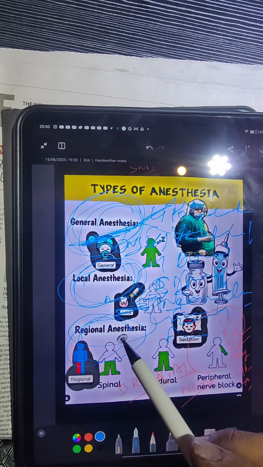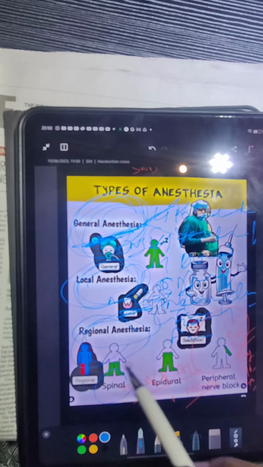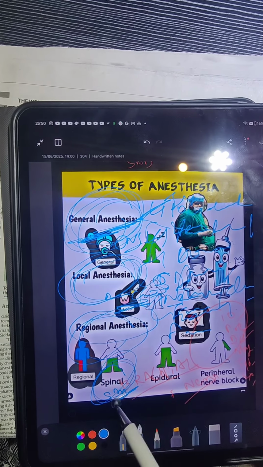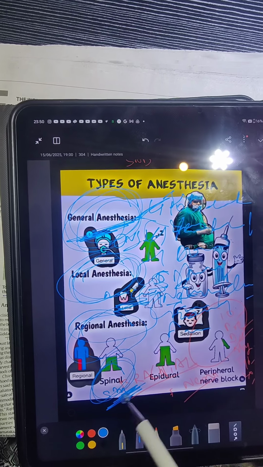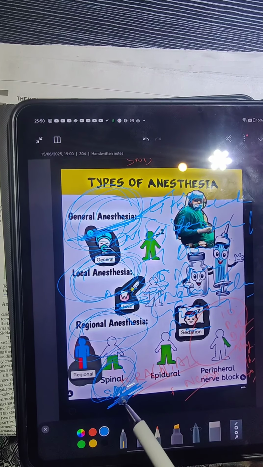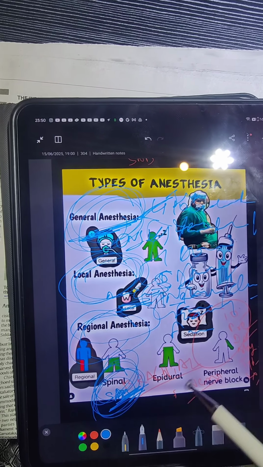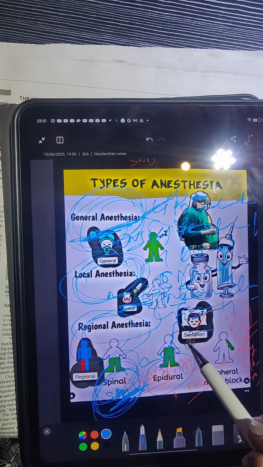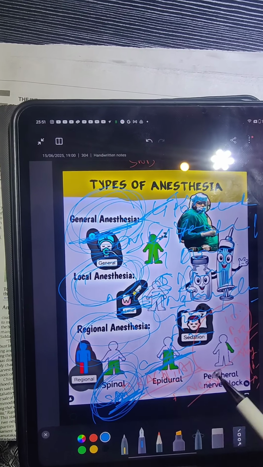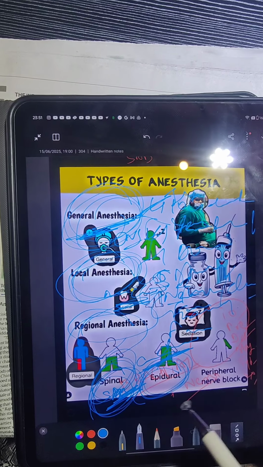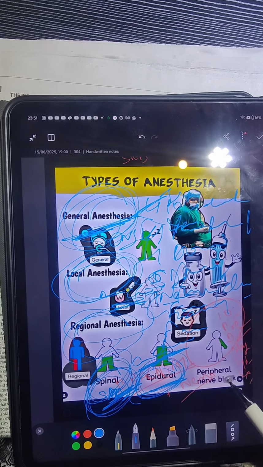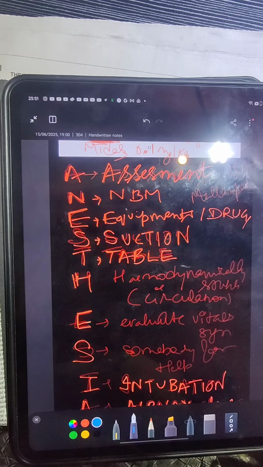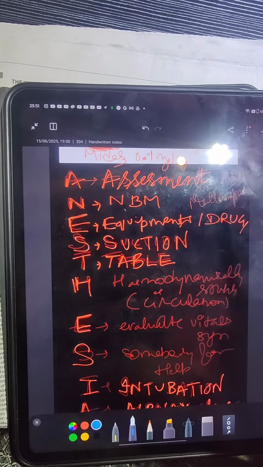Regional anesthesia can be spinal anesthesia, that is subarachnoid blockage. If injection is infiltrated in the subarachnoid space, that is subarachnoid blockage. If anesthesia is infiltrated around the dural space, that is epidural anesthesia. Third one is peripheral nerve block. These are the types of anesthesia.